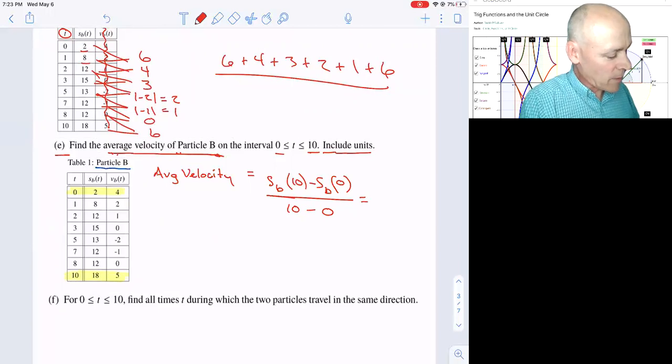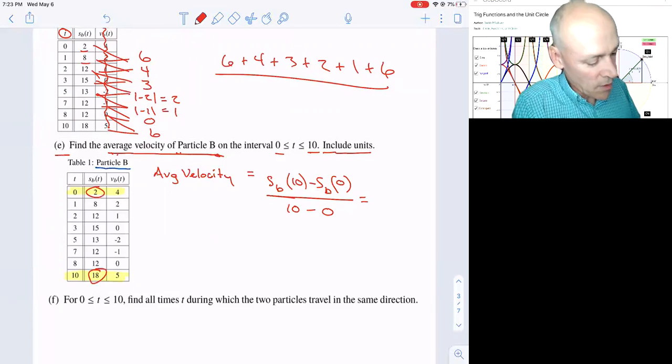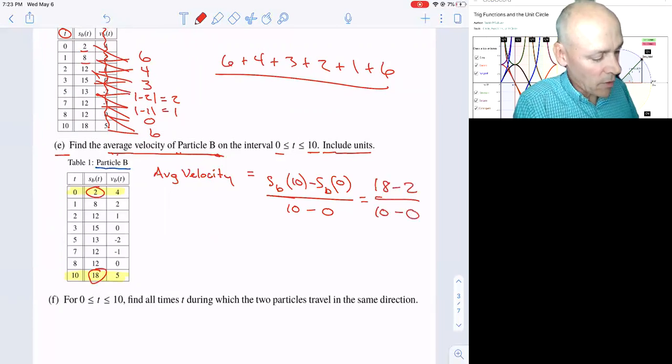And SB at 10 is 18. SB at 0 is 2. So 18 minus 2 over 10 minus 0. That's a numeric answer. I'm going to leave it like that, but I do want to include units.